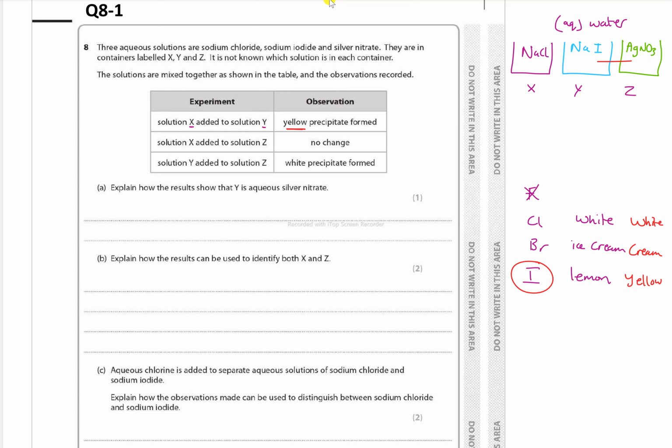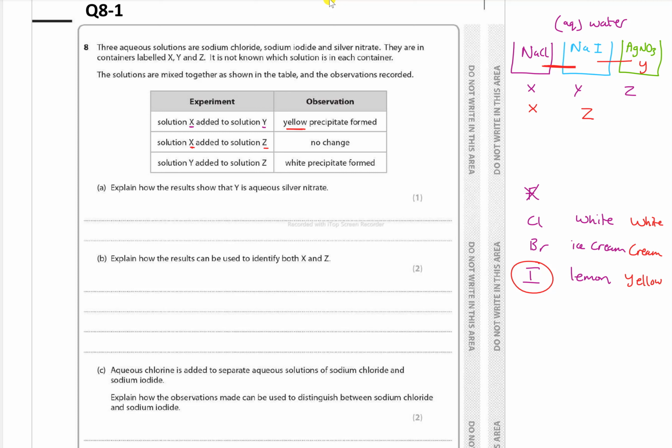So if I mix them two, I get iodide. If I mix X and Z, I get no reaction. So if I mix them two, they will stay the same. So we know one of them is X and we know one of them is Z. We don't know which way around yet, but we definitely know that this is Y now.